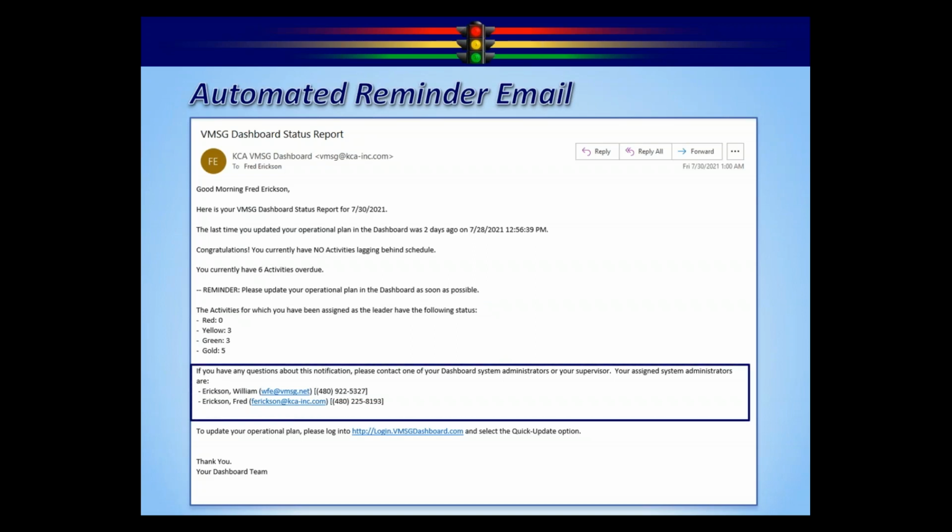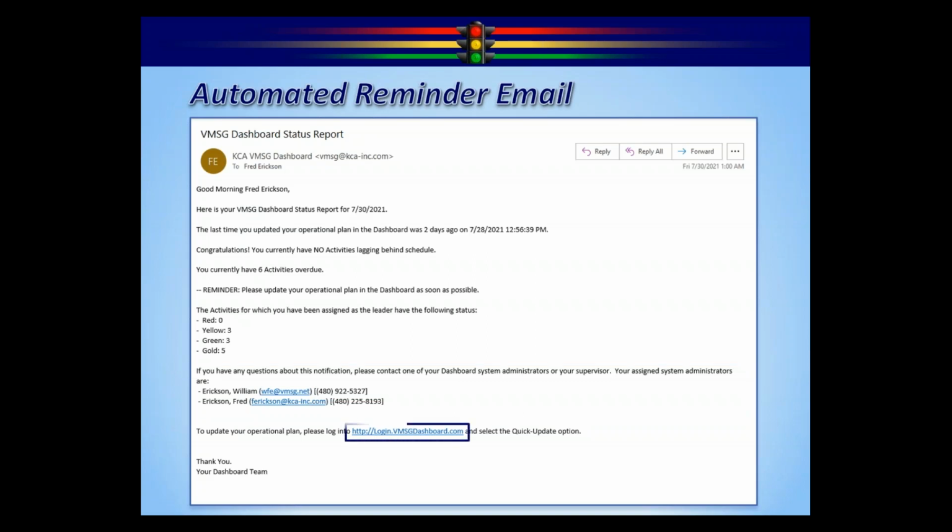This is who do I contact if I have questions. This will be your administrator. So whoever has been assigned as a system administrator will go through this. You'll have their name, email address, and phone number. If you have questions about why did I get this email, doesn't seem to be working right, whatever it is. And then down here's the link. So you take the link to login.vmsgdashboard.com. It's going to take you right into the dashboard to log in.